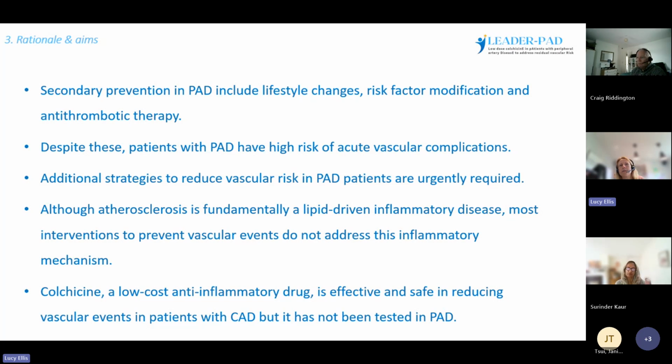And that's where colchicine comes in. It's a low-cost anti-inflammatory drug, at the moment very commonly used to treat gout. And it's effective and safe at reducing vascular events in patients with coronary artery disease, but it hasn't yet been tested in those with PAD.